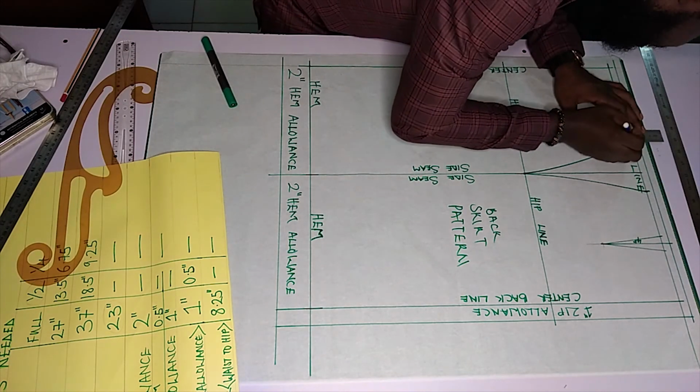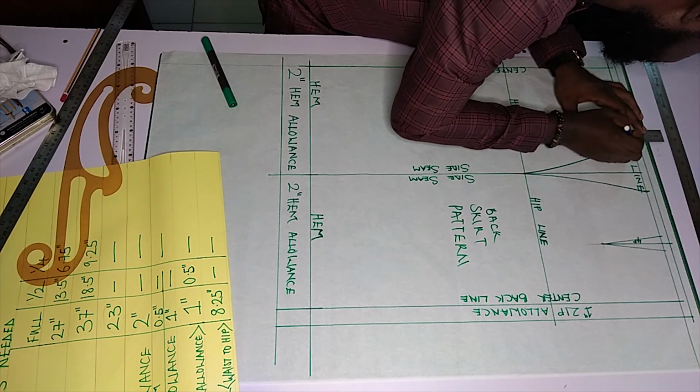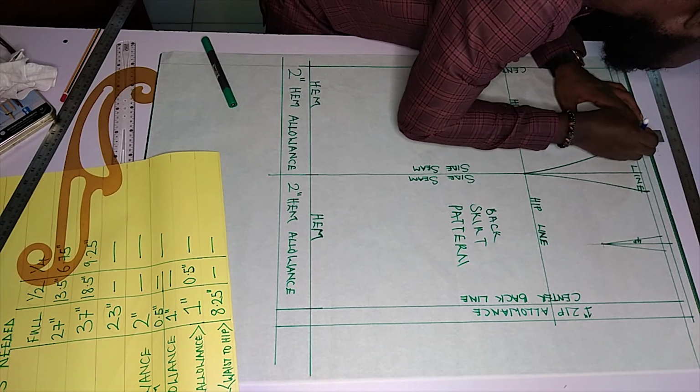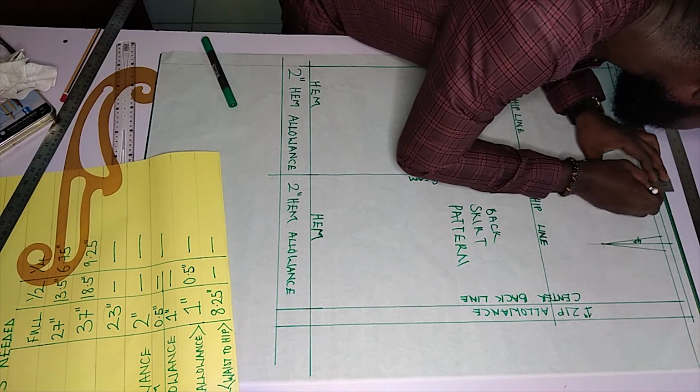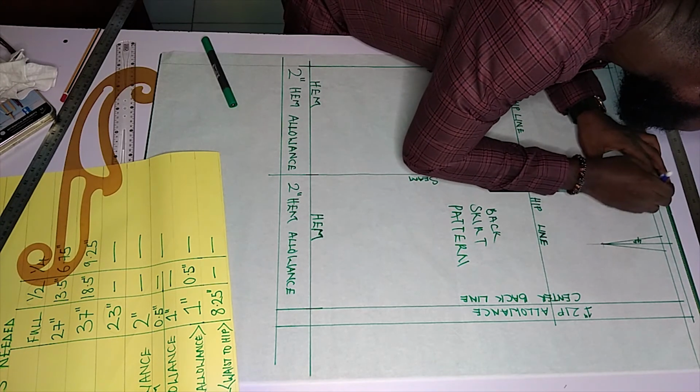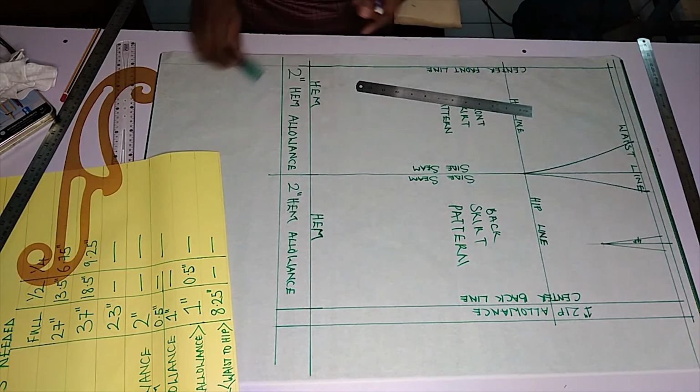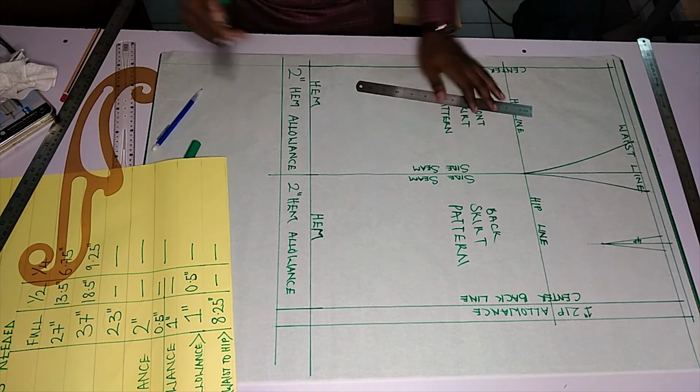Come to our waist here and just draw a straight line connecting the pattern to the seam allowance on top of it. So again, I will do this with my marker so you guys can see it.